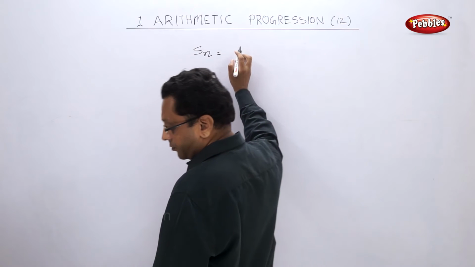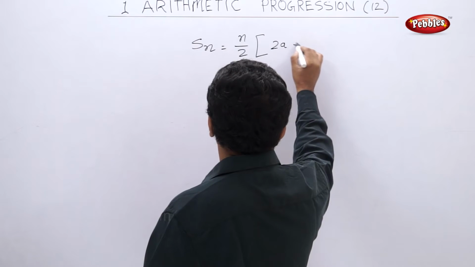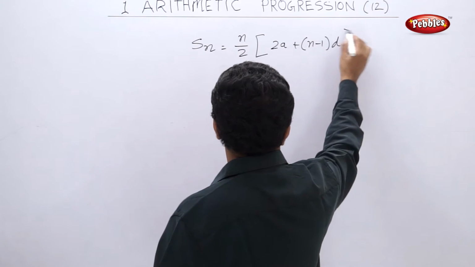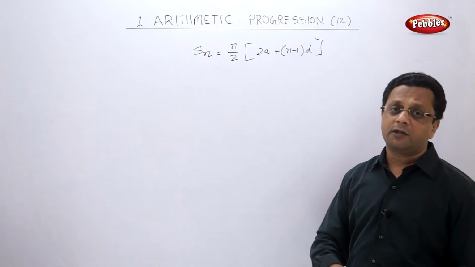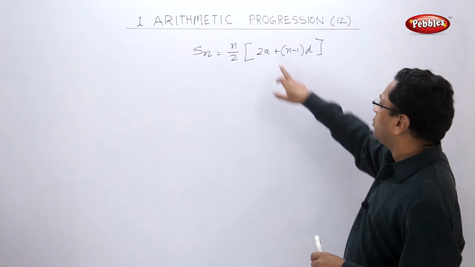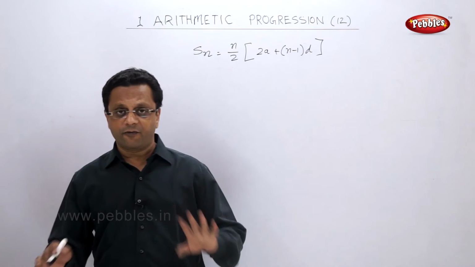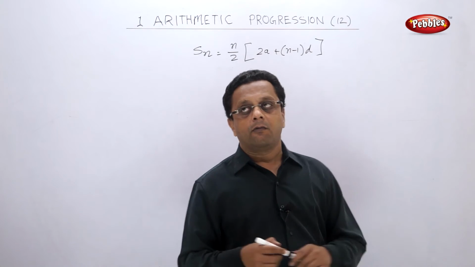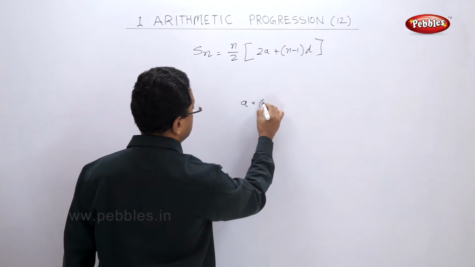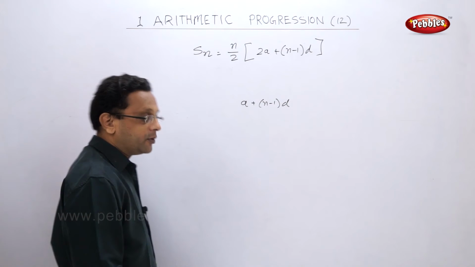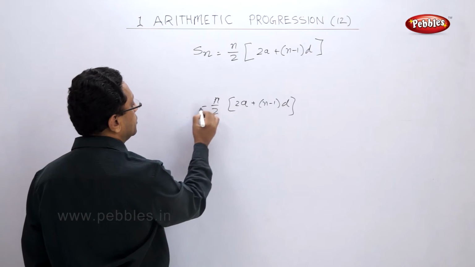Sn is equal to n by 2 multiplied by 2a plus n minus 1 into d. Please remember this formula by heart. How do I remember this formula? It is very easy. I know that a plus n minus 1 into d is my Tn, and the Tn formula I know by heart. What I do is write the formula of Tn first, a plus n minus 1 into d, and then I simply write 2 here and n by 2 here. So I get Sn.